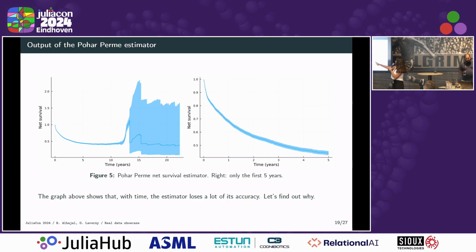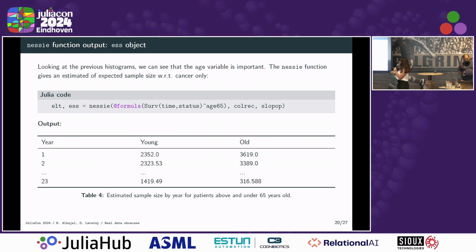And when zooming in on the first 5 years, we get a more normal looking survival function that also quickly falls under 50% within the first 5 years. Let's look at the loss of accuracy, which is represented by the large confidence intervals.